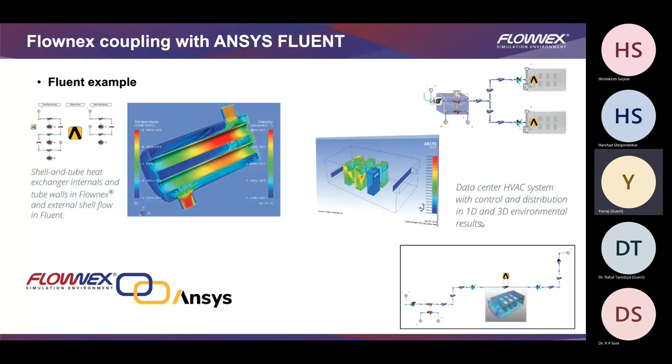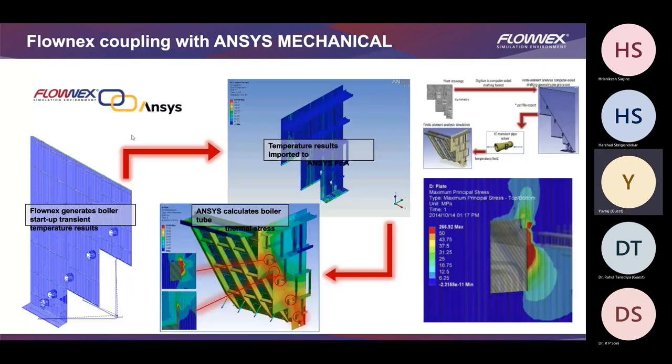We also have a data center HVAC system where we can do thermal analysis, and this is an example of how we link. Here, first, this is a Flownex model, and it has been coupled with ANSYS, and we get the results in terms of structural as well as fluid flow in 3D. We can do this by coupling Flownex and ANSYS.